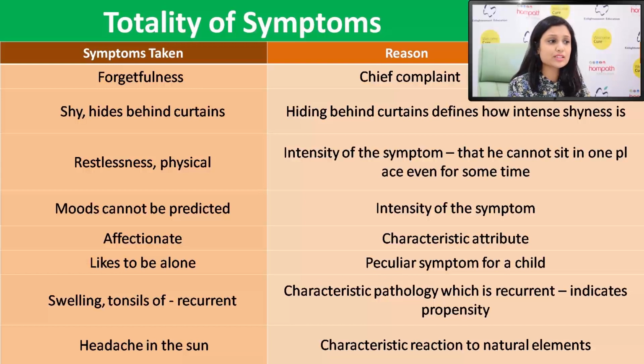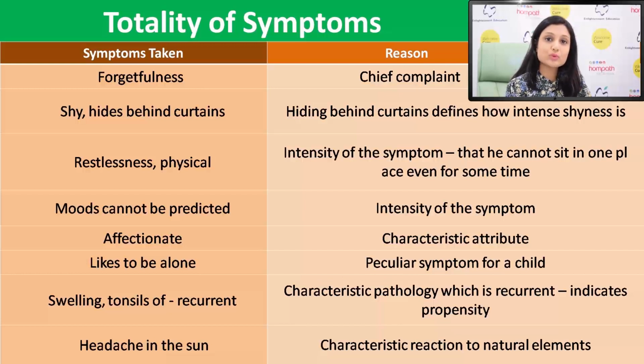So the first symptom we see is forgetfulness. Why forgetfulness? Because that is the chief complaint for which the mother of this patient walked in. The second symptom we took is shy, hides behind curtains. Now this is an extreme type of shyness, which is why we have taken this in our totality. The third is the intense amount of physical restlessness that this child showed. Moods cannot be predicted, again based on the intensity of the symptom. The next symptom we took is that the child is extremely affectionate, because this is a characteristic attribute of this child. Likes being alone. For a child, this is an extremely peculiar symptom.